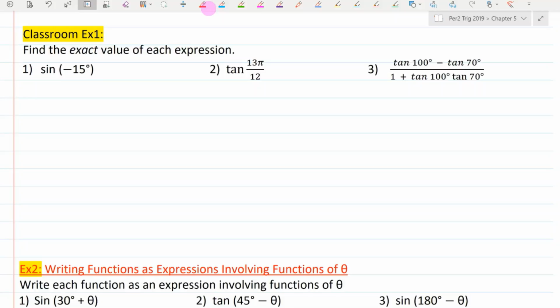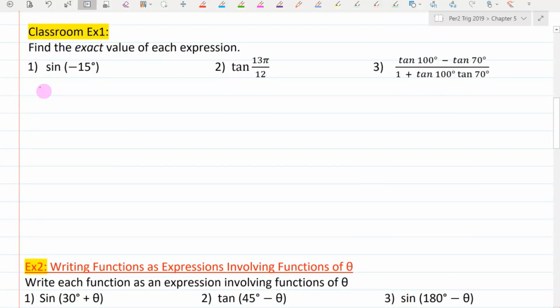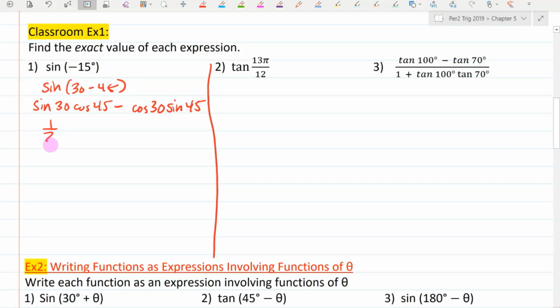All right, you should have done all 3 of those by now. So here we go. I'm going to use here sine of 30 minus 45. This will give me sine of 30 cosine of 45 minus cosine of 30 sine of 45. So sine of 30 cosine of 45 minus cosine of 30 sine of 45. And that will give me radical 2 over 4 minus radical 6 over 4.